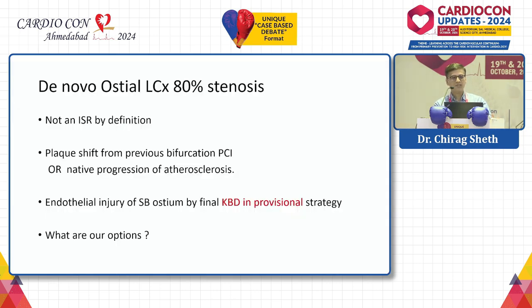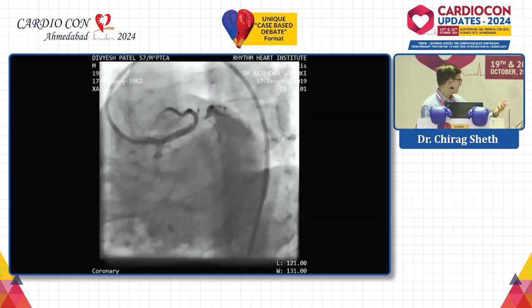So whether to treat this lesion with PCI with a stent or a drug-coated balloon. Let me clarify that this description does not qualify for in-stent restenosis. There is likelihood of a plaque shift from the previous bifurcation PCI, and there could have been native progression of the disease at the circumflex origin. There could have been endothelial injury of the side branch ostium by kissing balloon dilatation of a previously done provisional strategy intervention. So this is likely to be a de novo ostial LCX 80% stenosis rather than in-stent restenosis. I hope the chair and monitors would agree, and we take it forward.